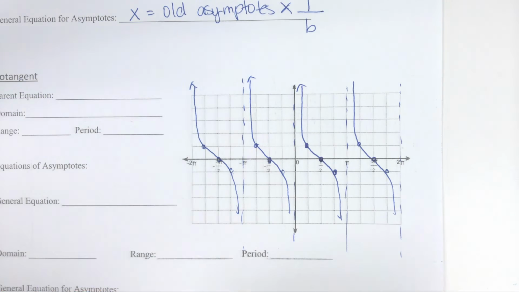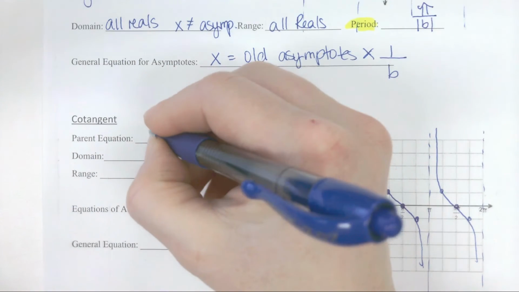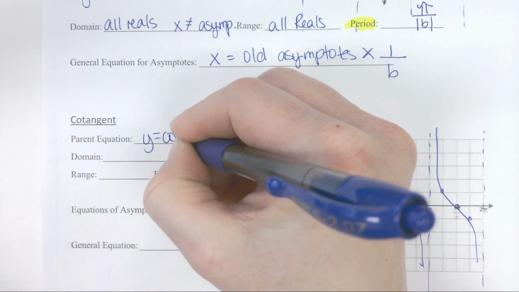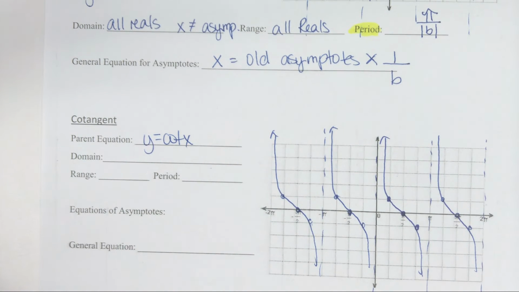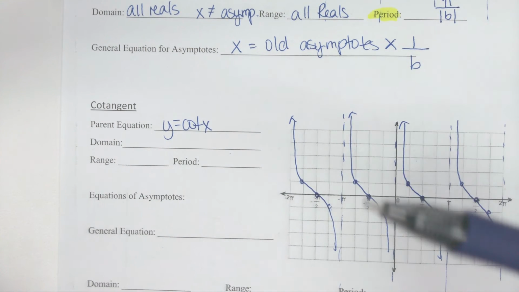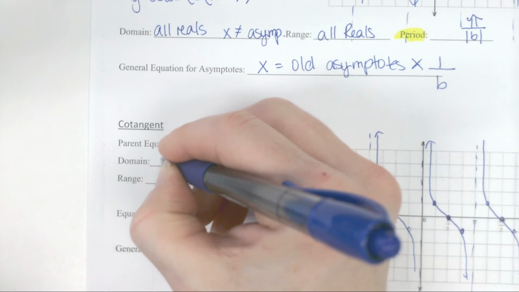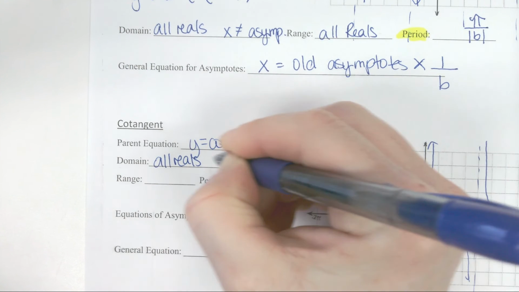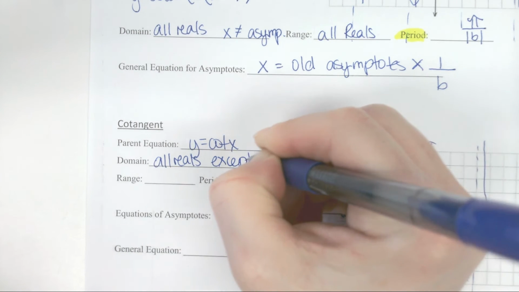Okay. So our parent equation we call y equals cotangent x. Sine and cosine are the most familiar of graphing. Tangent is the next most familiar. Cotangent is even less familiar than that. So when we do this today, I really just want you to use this sheet and your graph to picture where asymptotes and stuff are. The domain is all reals except, okay, you guys describe the pattern for me.